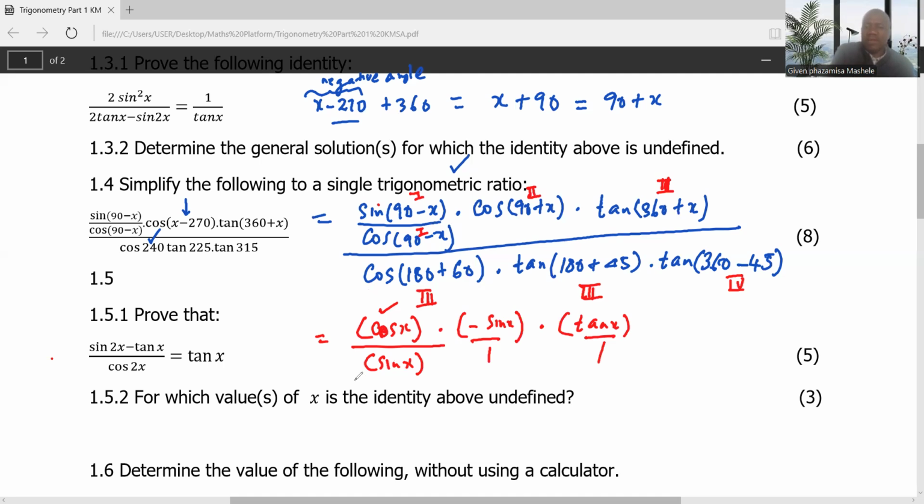Then everything divide by 180 plus, in the third quadrant where cos is negative, but it's not going to change. This will be negative cos 60. Multiplied by tan 180 plus an angle, in the third quadrant where tan is positive. It's not going to change because it's not a co-function. 360 minus is in the fourth quadrant where tan is negative. So this will be negative tan 45.